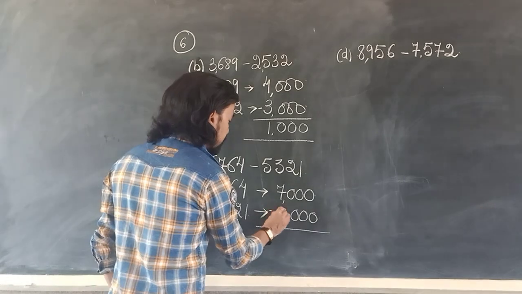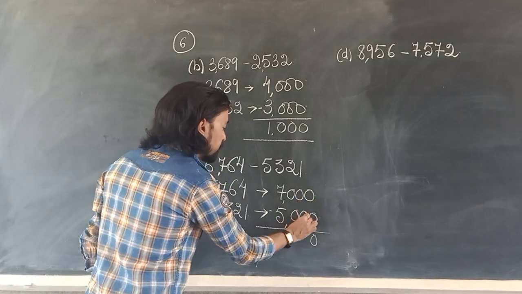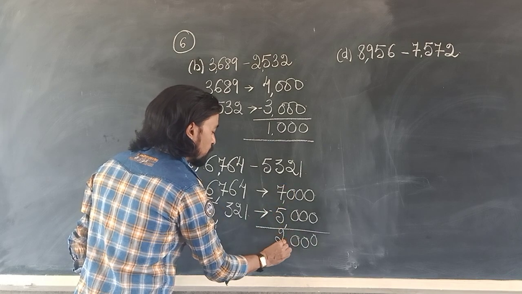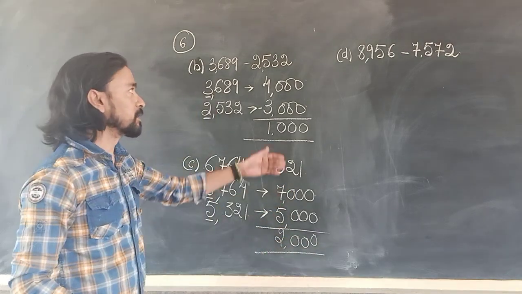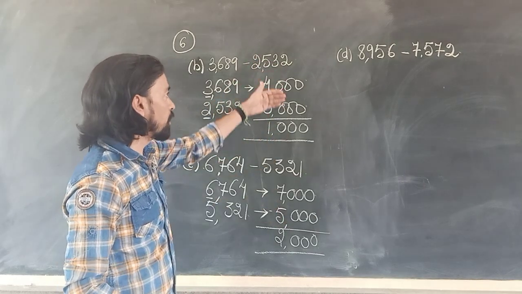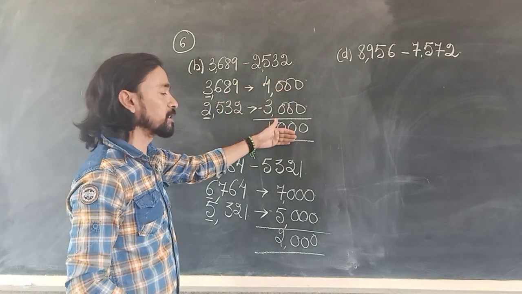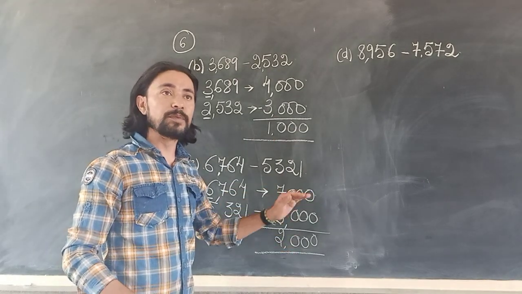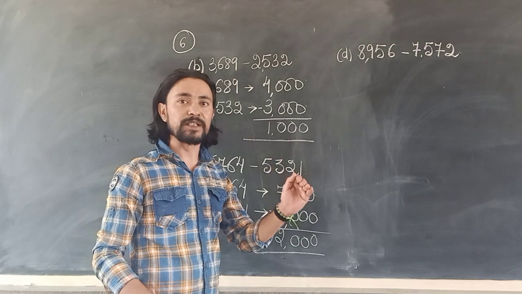And I subtract 0, 0, 0, 0, 0, 0, 0, 7 take away 5, 2. 2000 is my answer. You will notice that while we are rounding off and getting the answers, all are in thousands. 4,000, 3,000, answer 1,000. 7,000, 5,000, answer 2,000. Because we are rounding off to the nearest thousands.